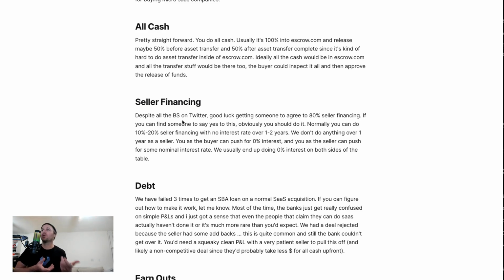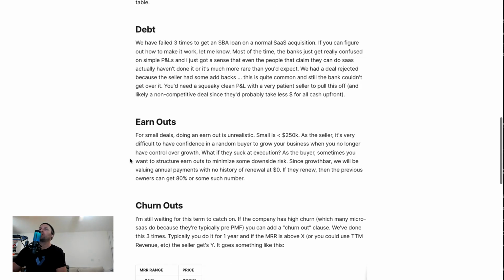You as the buyer can push for 0% interest, right? You don't want to pay any interest if you're the buyer. And if you're the seller, of course, you could push for some nominal interest rate. But we usually end up doing 1 year, maybe 20% seller financing and 0% interest rate. That's typically how that shakes out.